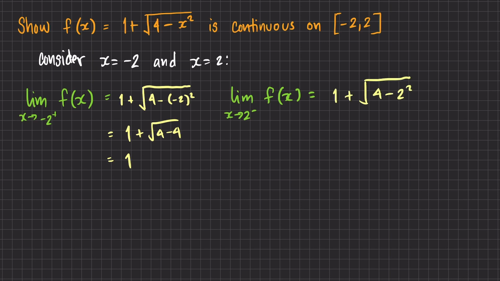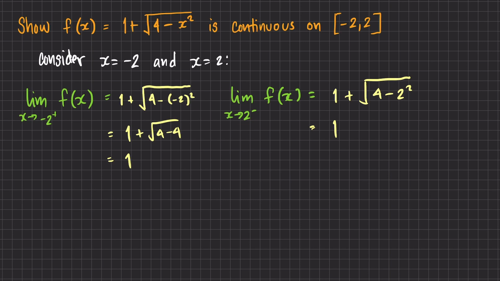Similarly, if we evaluate the limit of our function as x approaches positive 2 from the left, this will just be 1 plus square root of 4 minus 2 squared, or 1 plus square root of 4 minus 4, or 1 din. We have shown na continuous yung function from negative 2 to 2 na hindi kasama yung endpoints, and we have shown na continuous din siya at the endpoints. So, since sa left endpoint, it's continuous from the right, and sa right endpoint, it's continuous from the left.